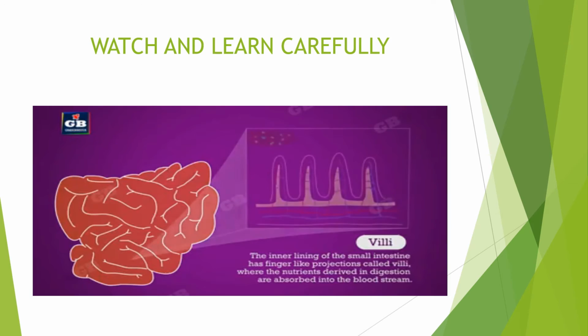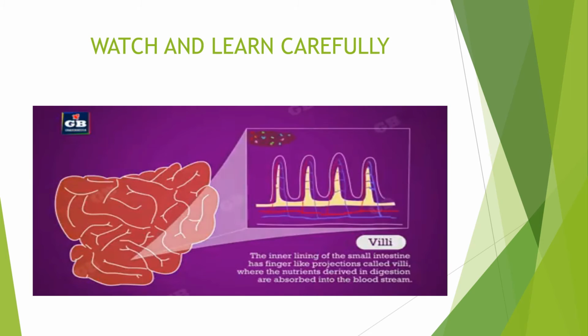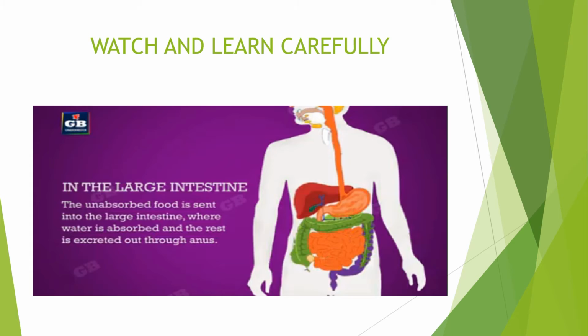The inner lining of the small intestine has finger-like projections called villi, where the nutrients derived in digestion are absorbed into the bloodstream. The unabsorbed food is sent into the large intestine where water is absorbed and the rest is excreted out through the anus.